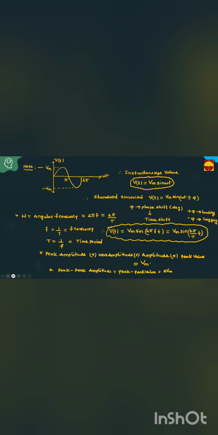Next. What is the RMS value? Very important. The RMS value of a sine wave. The RMS value equals Vm by root 2, that is, amplitude by root 2 is taken as the RMS. How to calculate this, I will explain later. But this is for a sinusoidal function. Vm by root 2.